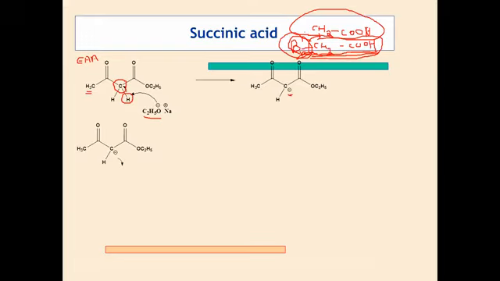This is the carbon anion of ethyl acetoacetate. Now that reacts with the alpha haloester. This one is a carbonyl group, and at the alpha position a halogen group is present, so this is the alpha haloester.